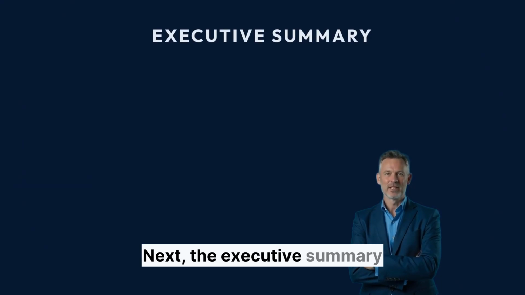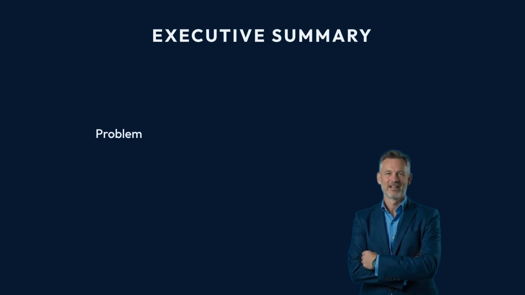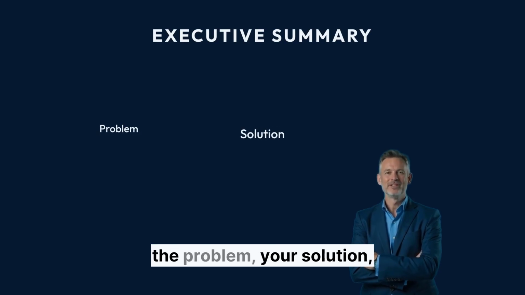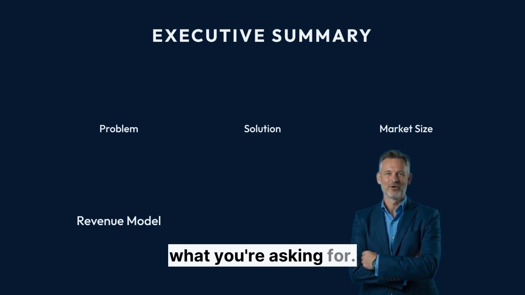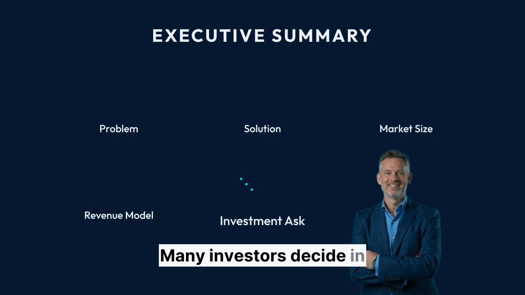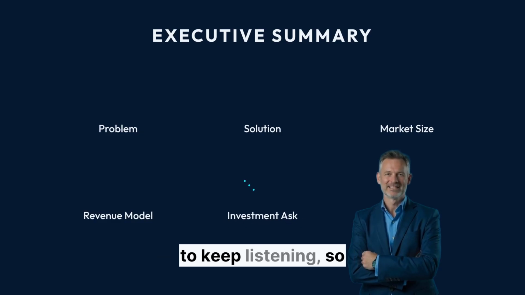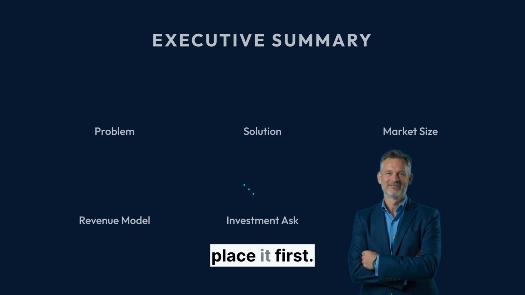Next, the executive summary, a one-slide snapshot of the entire plan, the problem, your solution, the market size, how you'll make money, and what you're asking for. Many investors decide in this one slide whether to keep listening, so write it last, but place it first.